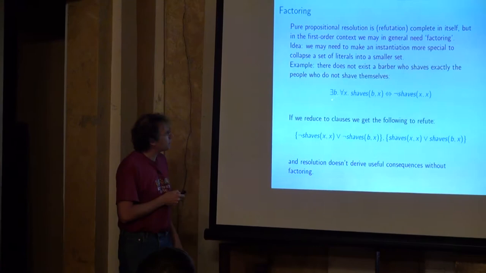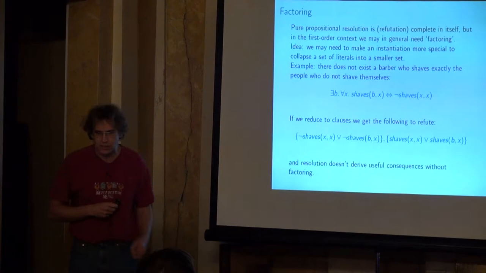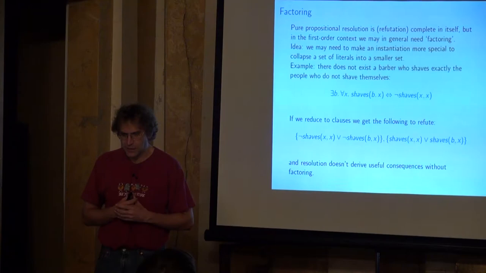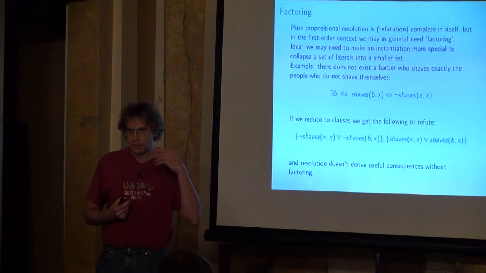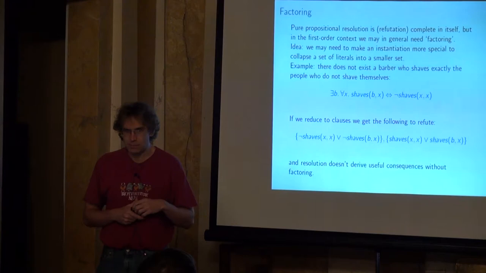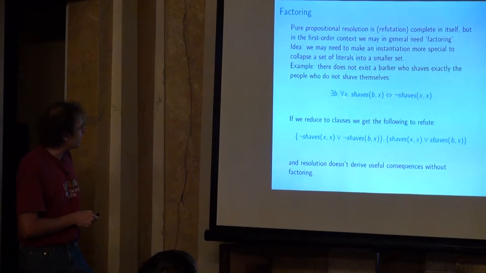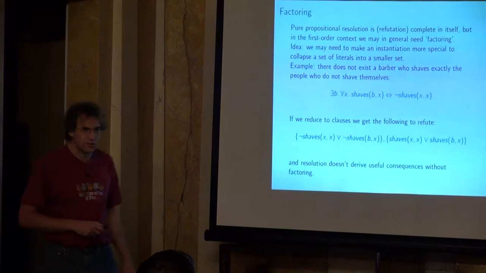It's actually related to Russell's paradox. So it says there's a kind of real world riddle, if you like. You imagine a village where there is a barber, someone who cuts people's hair and shaves them, things like that. So there exists a barber who shaves exactly the people who do not shave themselves, right? So there exists a barber B such that for all X, the barber shaves X if and only if X does not shave himself or herself, probably himself.